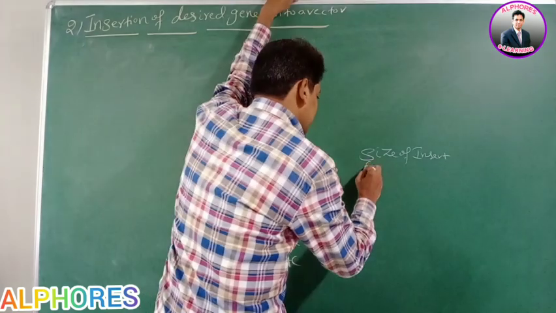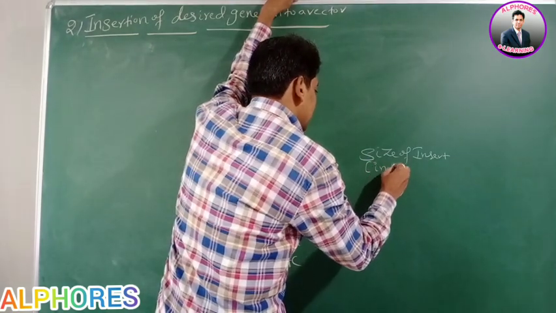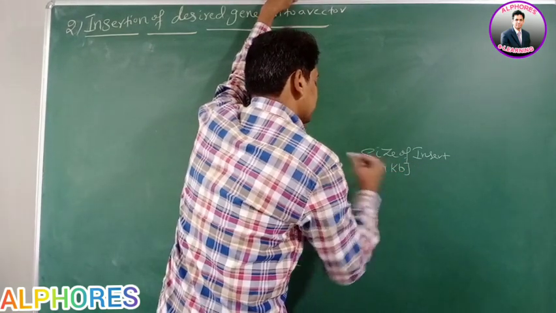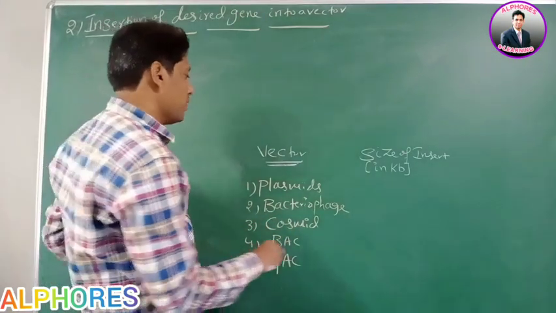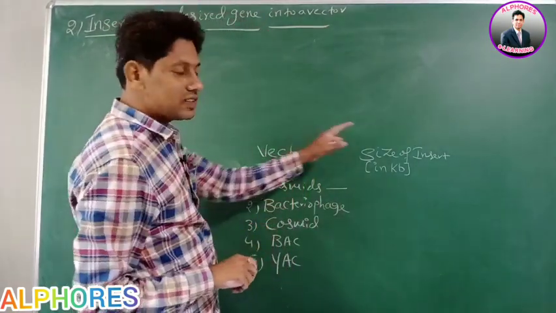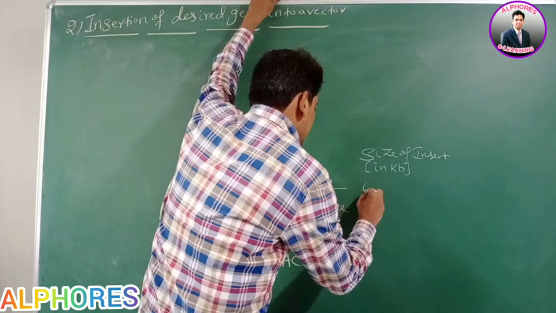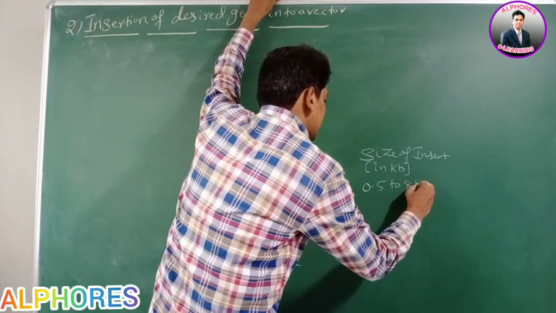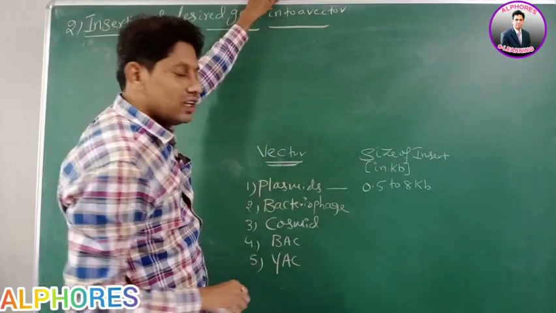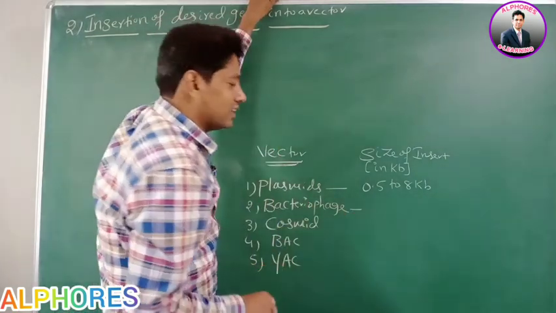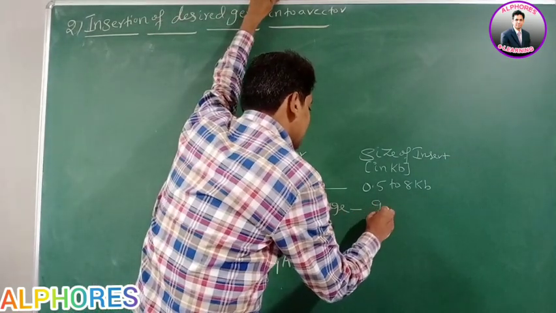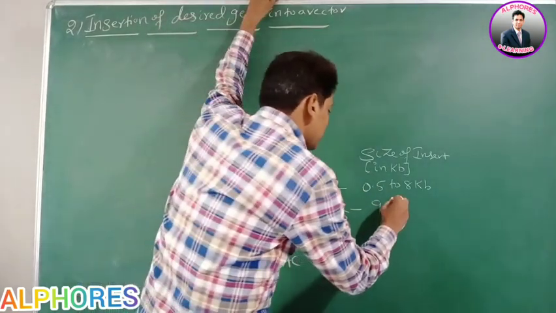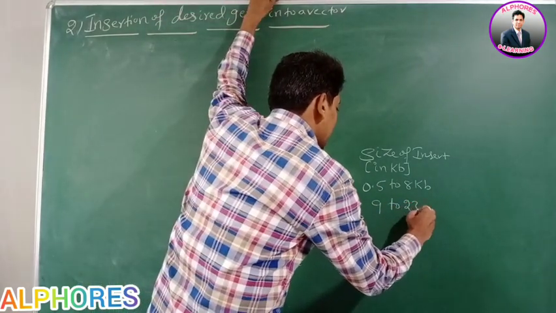Okay, in kb. Kb means kilobase. Okay, right. Sir, for a plasmid, the insert size should be 0.5 to 8 kb. Sir, bacteriophage, what is it? For bacteriophage, the insert size is 9 to 23 kb.